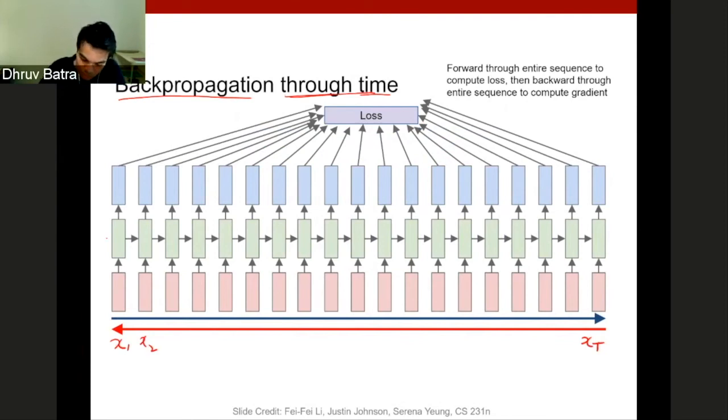You will compute all the hidden values. You will compute all the Y1s through YTs. You will compute L1s and so on. All of them will get summed together, and the final thing will give you the total loss. And you will compute the gradient of the loss with respect to the parameters, and you will take a step in the negative gradient direction.